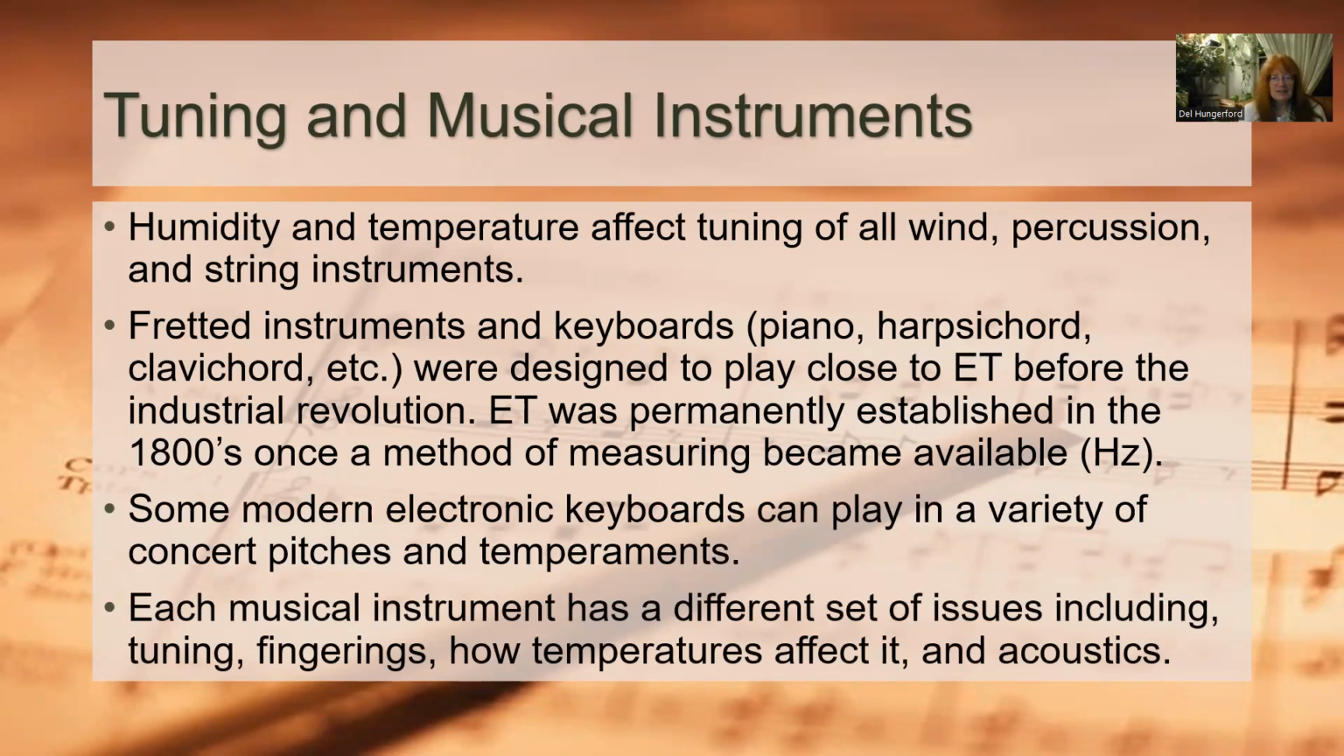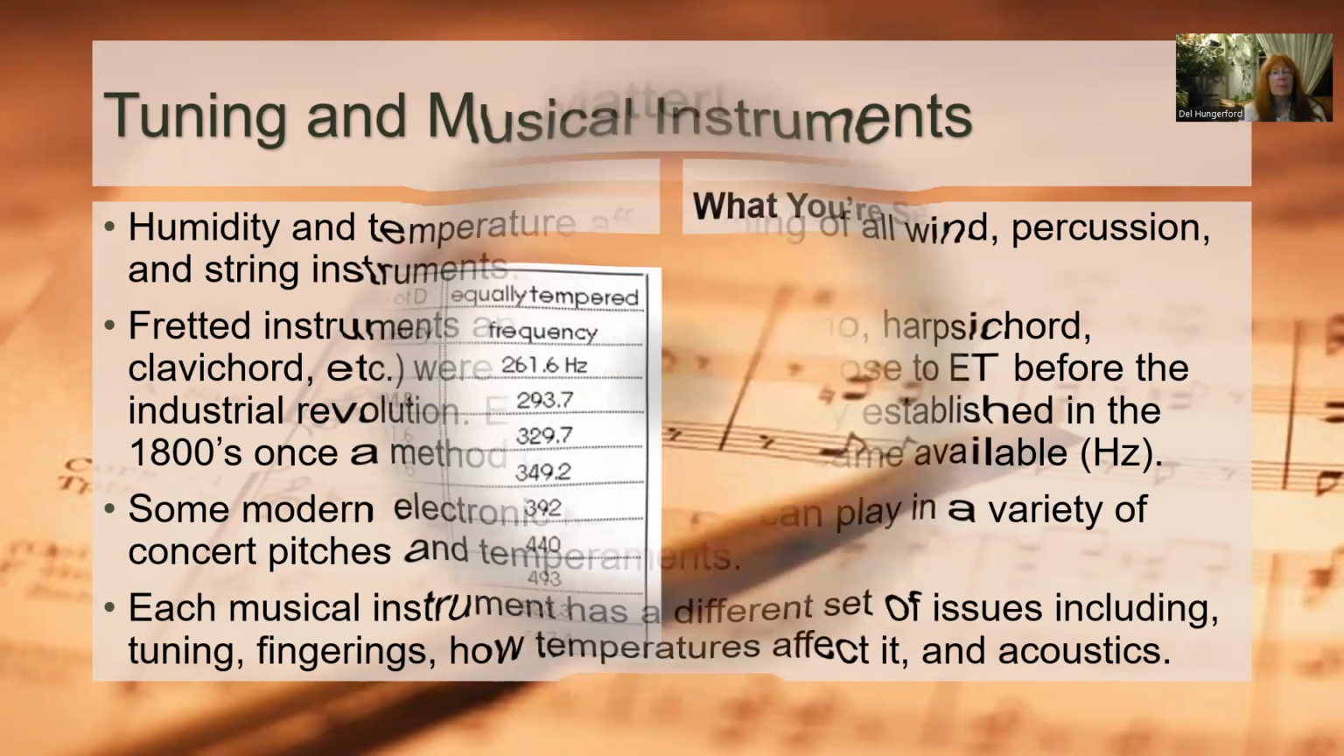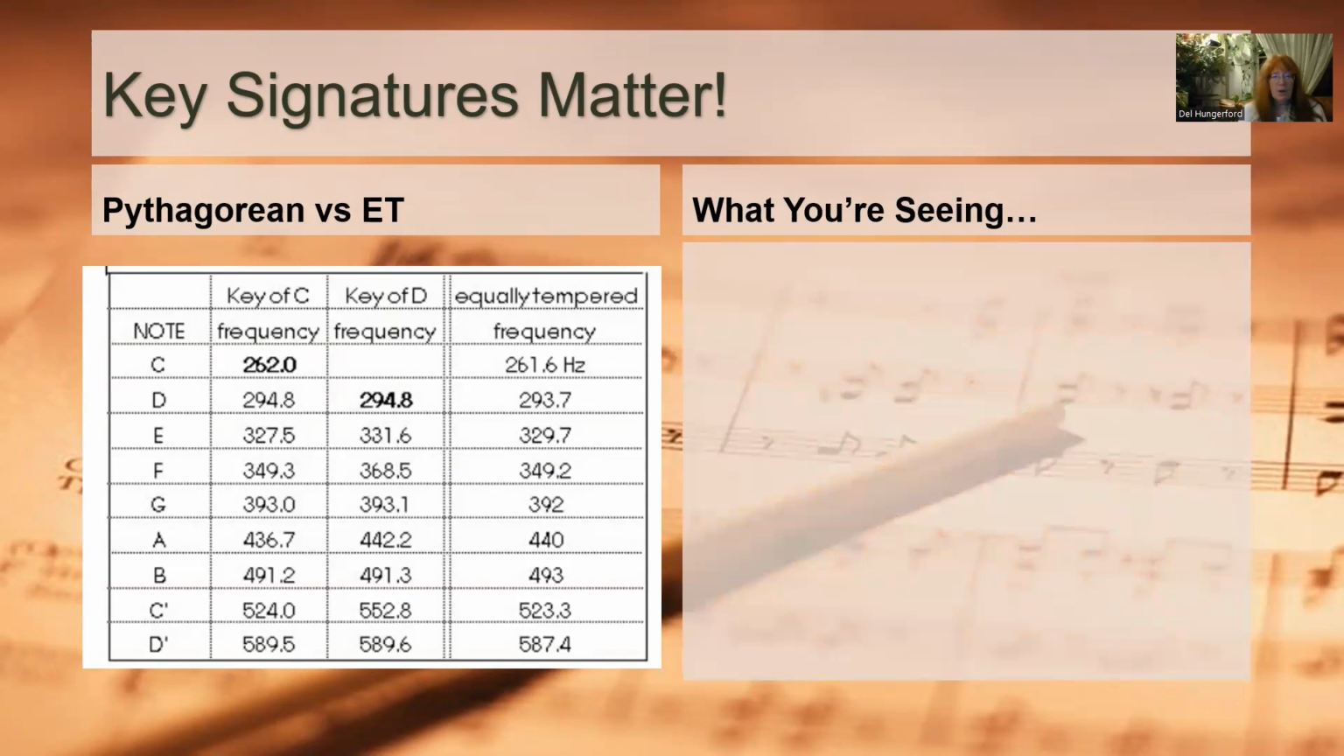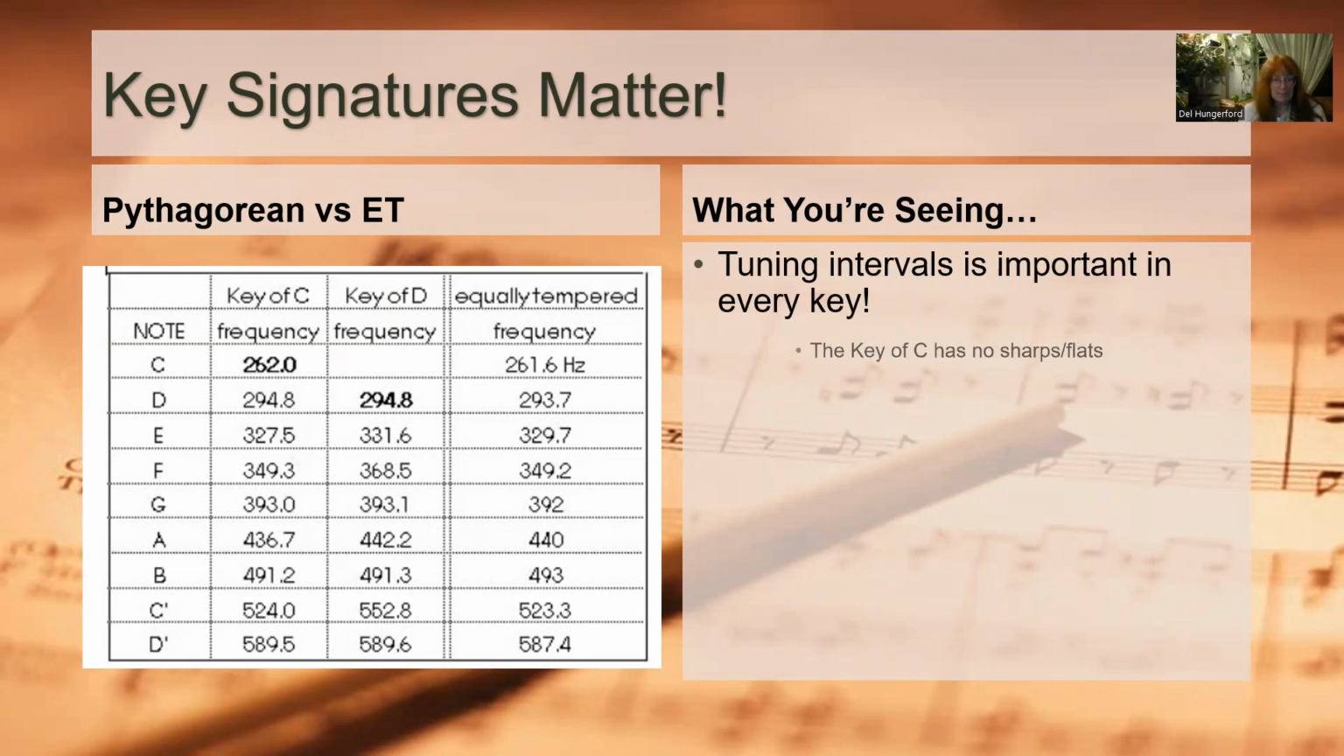Each musical instrument has a different set of issues, including tuning, fingerings, how temperatures affect it, and its acoustics. Key signatures matter. So you're going to notice here off to the left, tuning intervals is important in every key. The key of C has no sharps or flats. Notice what we'll wait till we get to the next one.